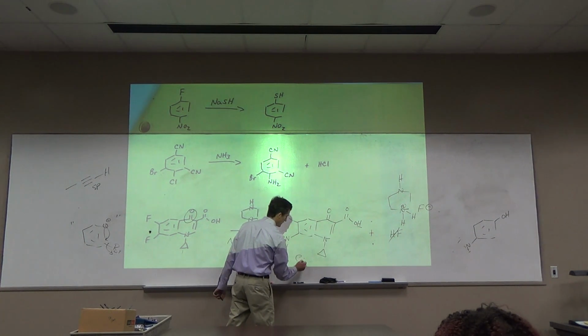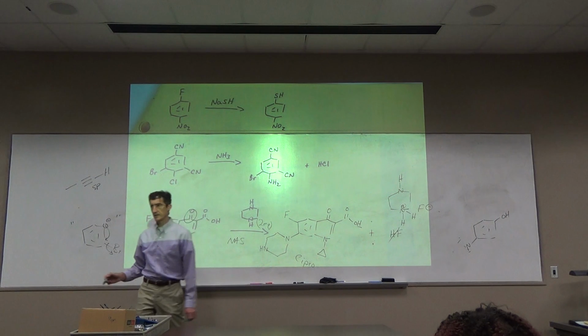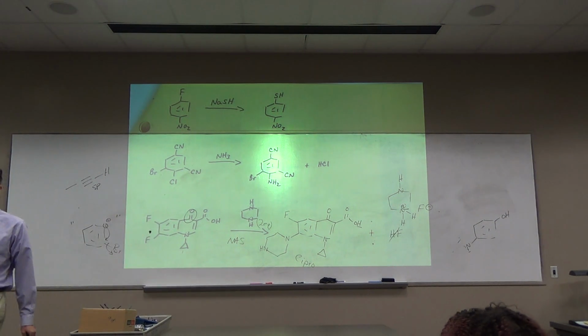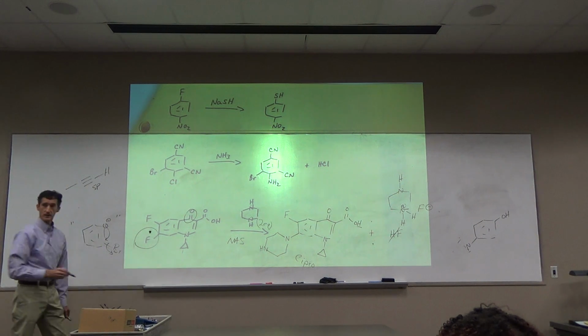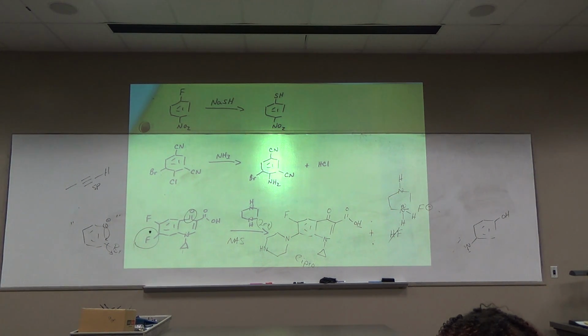This is Cipro, an antibiotic. In Organic 1, I gave you our DQ page from test 1, which had a lot of Cipro questions on it. Cipro is made here. One of the final reactions of making Cipro is this NAS reaction, displacing one of the fluorines. But only this one, because it's the only one activated by a strong electron withdrawing group ortho or para.